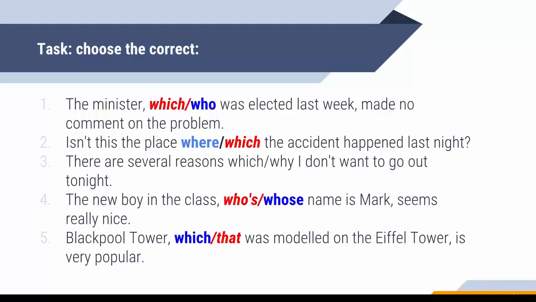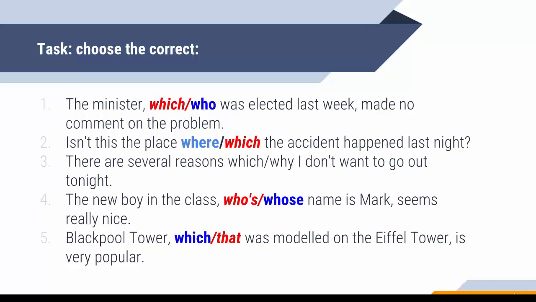Isn't this the place where the accident happened last night? Where? You speak about places. Where? There are several reasons why I don't want to go out tonight.